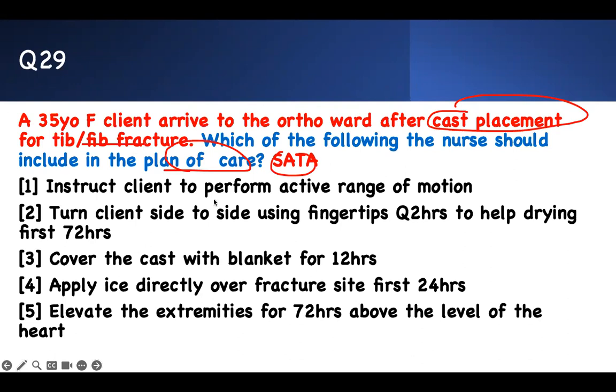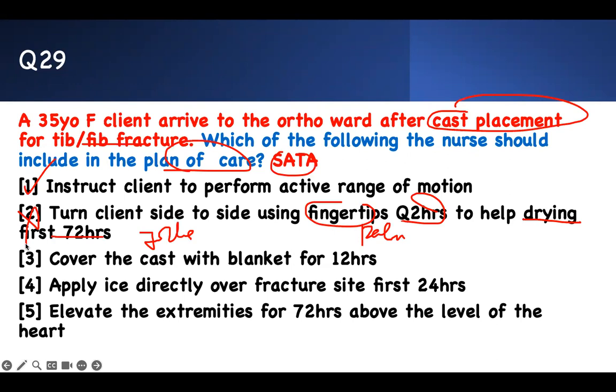Teaching: instruct the client to perform active range of motion. Yes, I want you to do that. Turn the client side to side using fingers every 2 hours to help dry the cast the first 72 hours. Yes, you want to turn them the first 72 hours to help dry the cast, but don't use your fingers because it creates indentation. Use the palm. So this should not be included in the treatment.